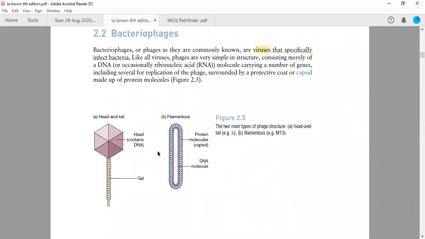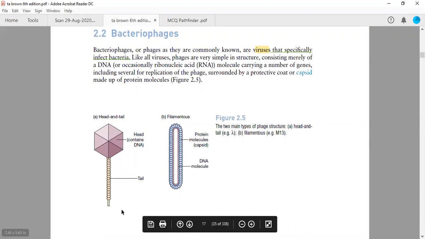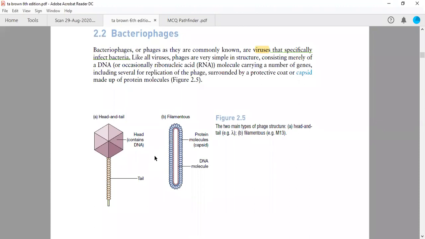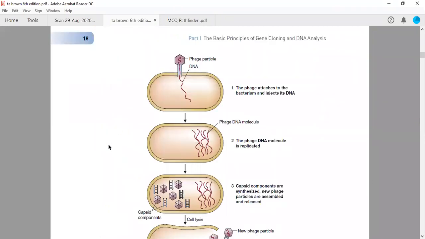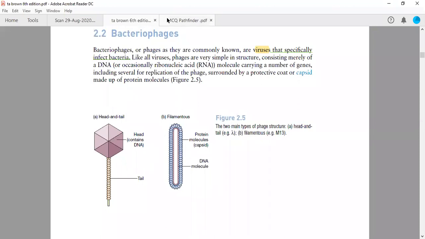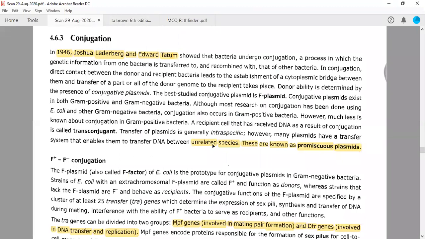So we will discuss M13 in today's class. I will also tell you some specific features of lambda phage. So both of these bacteriophages or viruses, though they have structural differences, have a common host. They can infect E. coli, and okay, so we will discuss, right? Before starting this discussion, let me finish conjugation first because I want to finish this portion in today's class.